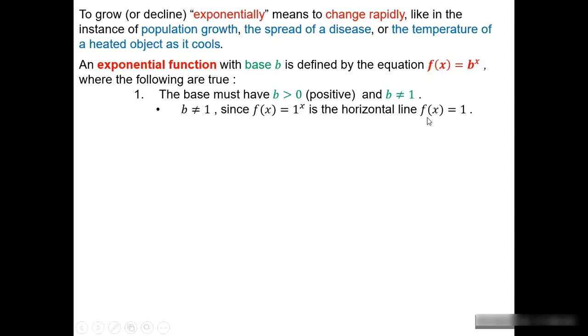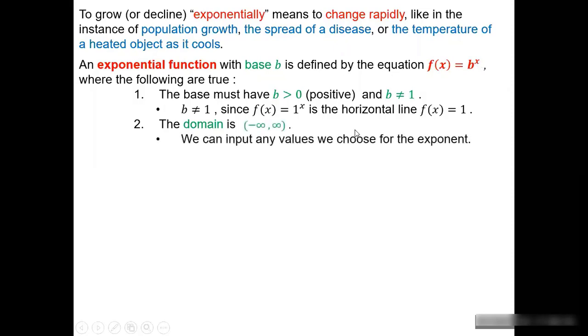So notice that f of x equals 1 to the x is the same thing as the horizontal line f of x equals 1. So now let's think about the domain. Now you can think of the red graph that we had on the prior slide, or you can recognize that there's virtually anything that I could plug into the exponent, whether it's negative or positive or 0. So the domain is negative infinity to infinity. We could pick anything we want.